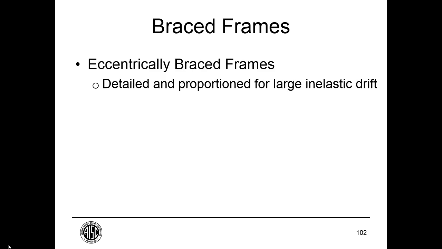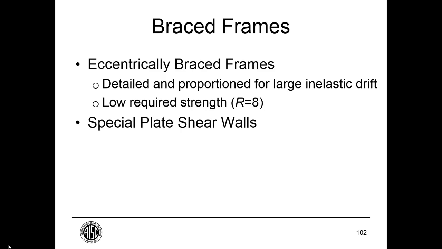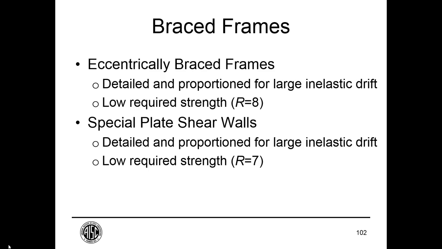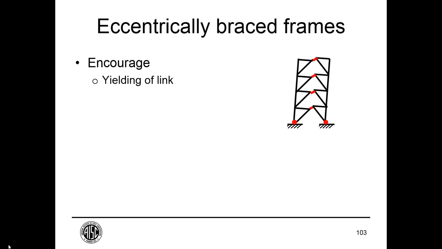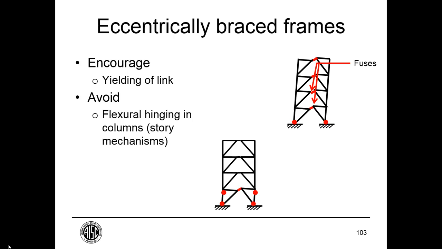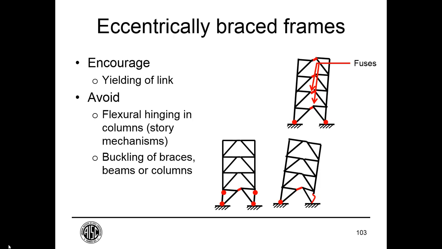Eccentrically braced frames go to large inelastic drift. They get an R of 8. Steel plate shear walls, also a very ductile system. With the eccentrically braced frames, the link is where we expect all the inelastic action. It could be flexural or shear yielding of the link. That's the fuse. And that protects the columns, the braces, and the connections.